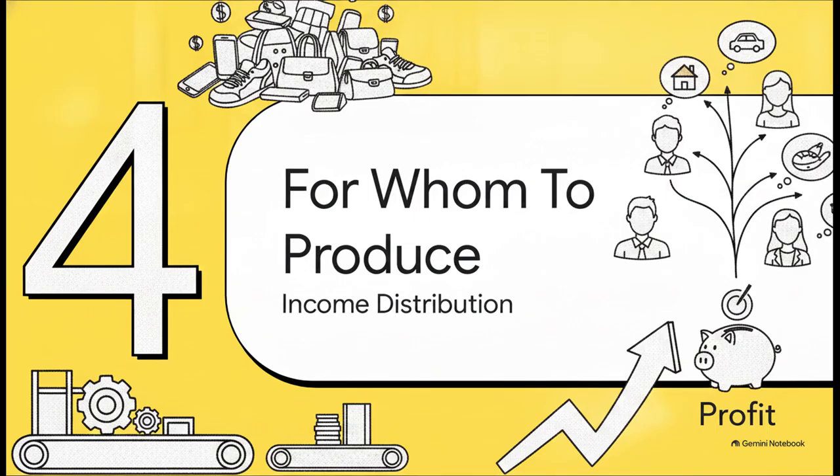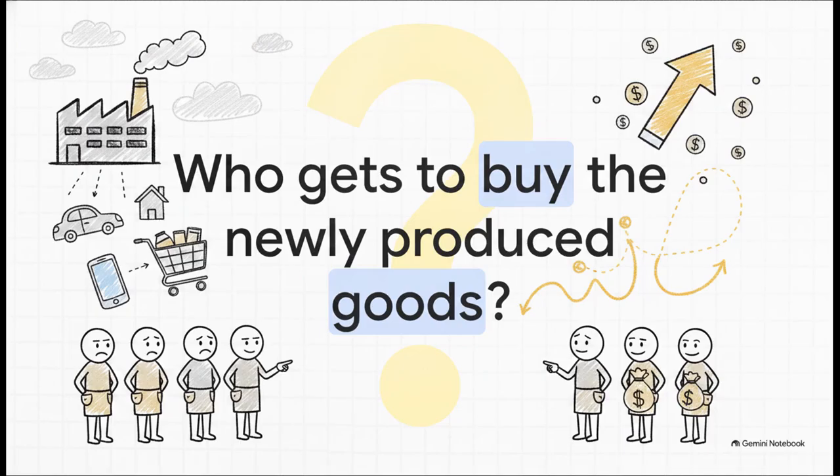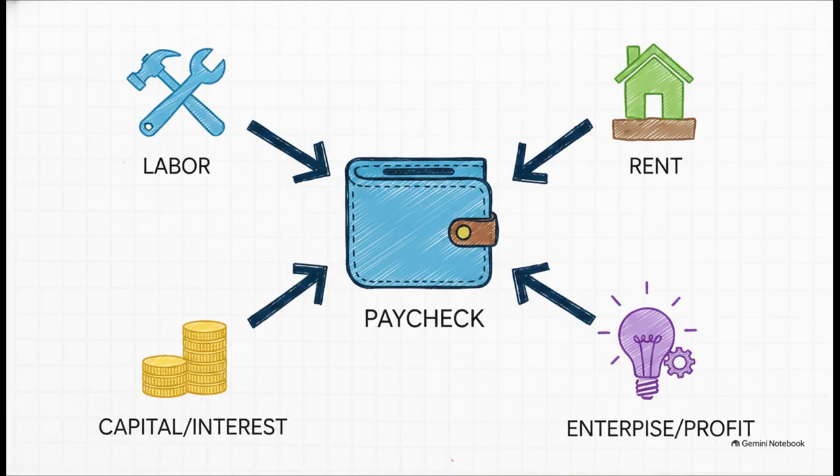Now we hit the final stage of our capitalist problem-solving arc. This is a massive question for any society, right? Who actually gets to enjoy the fruits of all this labor? Well, in a capitalist system, the answer is remarkably straightforward, though sometimes a bit harsh. It is strictly tied to how much income a person possesses. It all boils down to your paycheck, or what we call factor incomes.